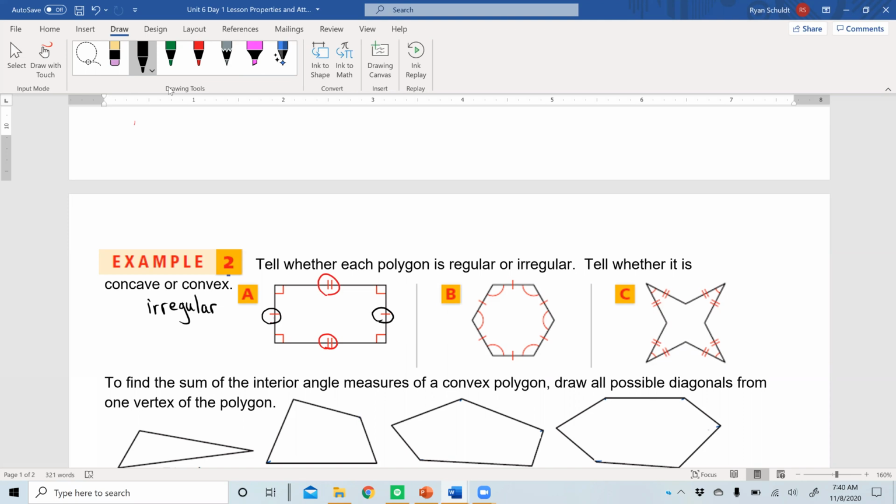Now for concave or convex, to say concave, it has to look like somebody pushed something in. Did I get mad and push this side in and indent it? No. All the sides are pushed out, so this is considered convex.